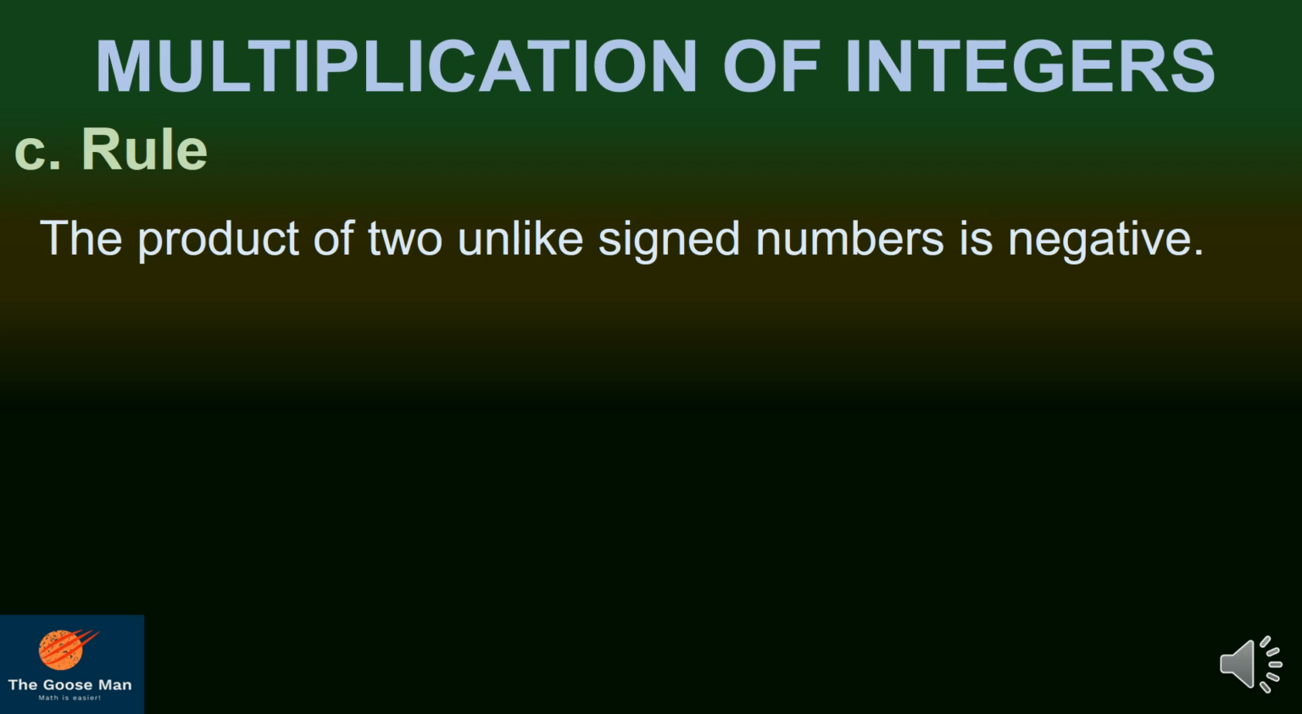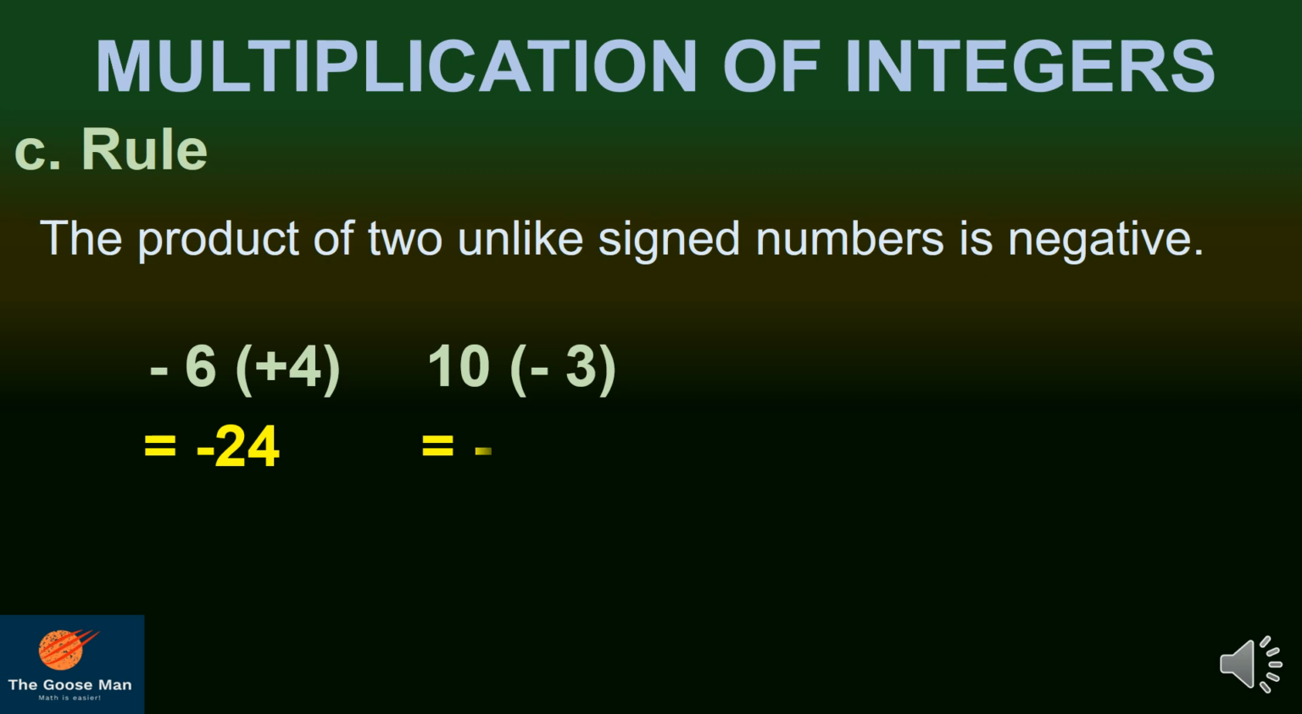Let's move on to the second rule of multiplication of integers. The rule is: the product of two unlike signed numbers is negative. Let's have an example. Negative 6 times positive 4 will give us negative 24. Another example. If I have 10 times negative 3, one pair of positive and negative, this will give us negative. So positive 10 times negative 3 is equal to negative 30.